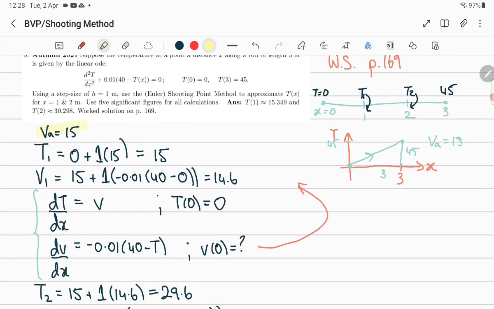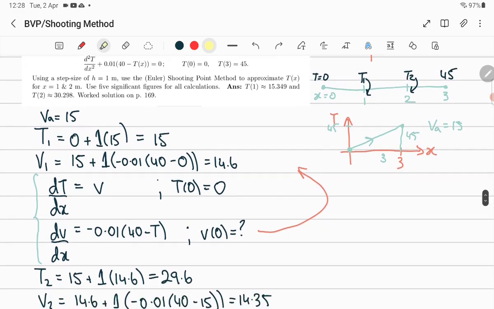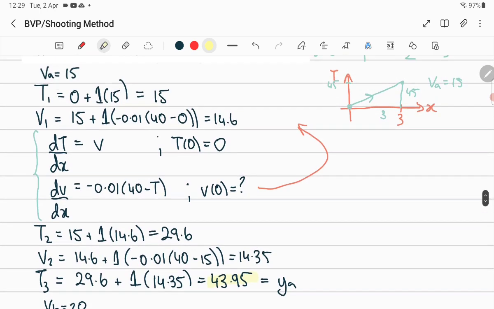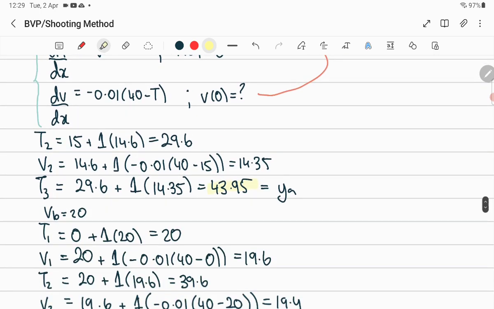Oh yeah, I should have done the derivative. So they're here. Do them carefully. They're very important. If you don't do them, you're heading for a 0 on this, to be honest with you. And so we're trying to hit 45, and we ended up hitting 43.95. So that tells us that VA is going to be close to 15. So that's an undershoot. Go up to 20, it doesn't matter. You try 16, doesn't matter.